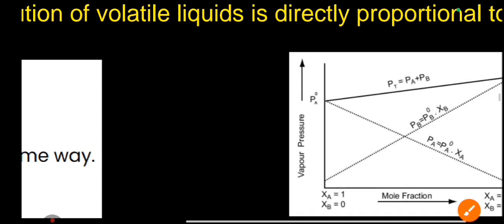So you can see the graph. This graph is very important. Okay, the horizontal line is taken for mole fraction, and the vertical line is taken for vapor pressure. Okay, so what is the meaning of this? If you have taken XA is equal to 1, it means only the mole fraction of A is present here. If XB is equal to 0, then only the amount of XA is present. It is only A, not B, because its value is 0.